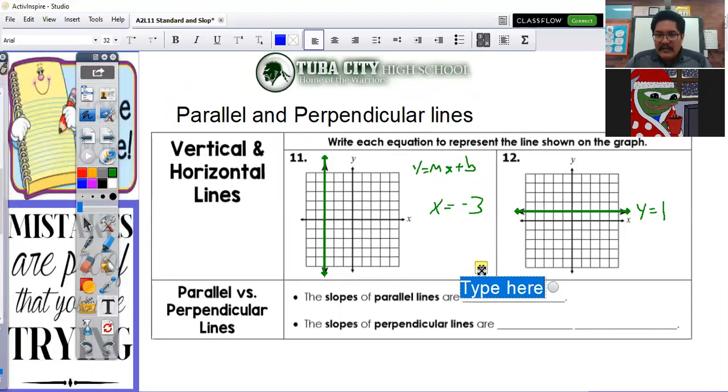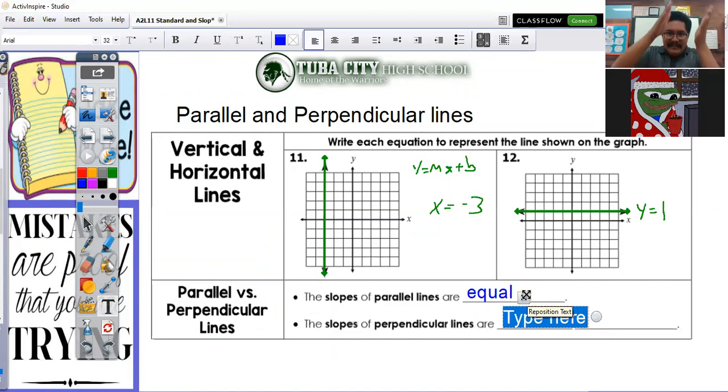Okay, so for this one, let's look at types of lines. The first one is parallel. What kind of slope do parallel lines have? The slopes of parallel lines are equal. They are pretty much the same. If they have the exact same slope, that means they run in the exact same direction, which means they will not cross each other or move away from each other.